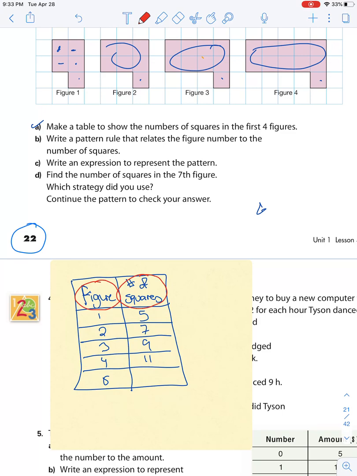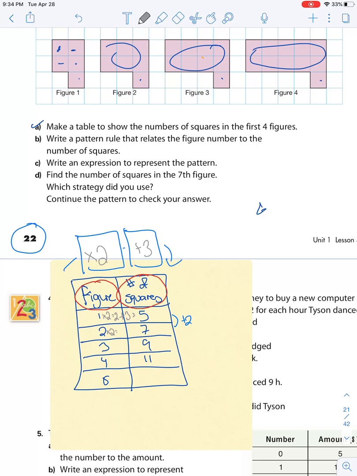Okay, alrighty, next one is we have to write the pattern rule that relates the figure number to the number of squares. Okay, so pattern rule, right on, we can do that. So how do we get from the input to the output? Our cheat over here is that we're going up by 2. So I'm going to guess that it's going to be times by 2. 1 times 2 is 2. How do I get to 5? Plus 3. I think it's going to be plus 3.